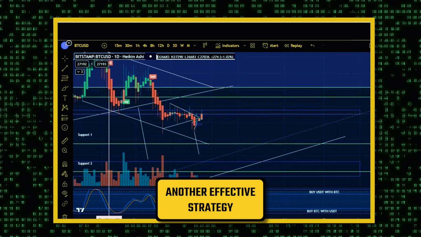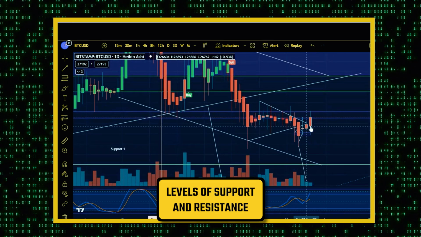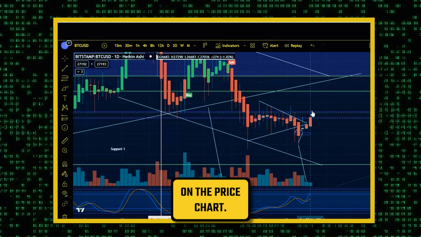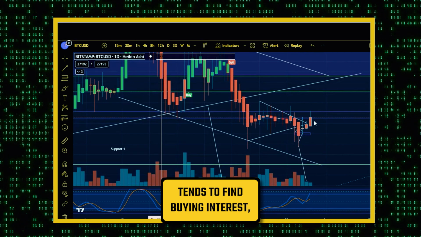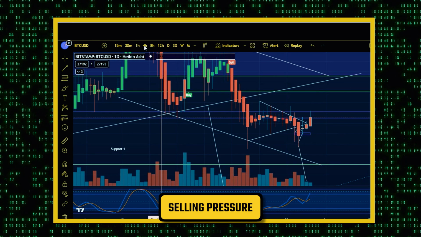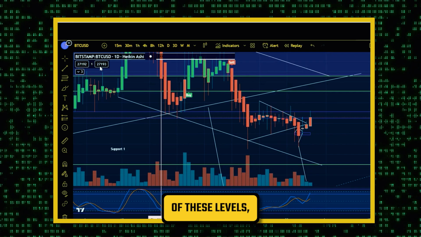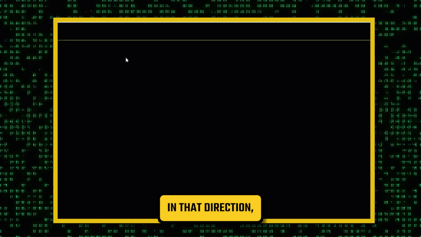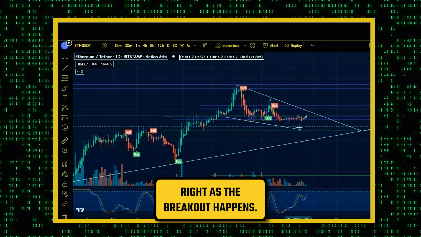Another effective strategy is breakout trading. This method revolves around spotting key levels of support and resistance on the price chart. Support is a price level where the asset tends to find buying interest, preventing the price from falling further, while resistance is where selling pressure might stop an upward move. When the price breaks through one of these levels, it often signals a strong move in that direction, and traders can capitalize by entering a position right as the breakout happens.